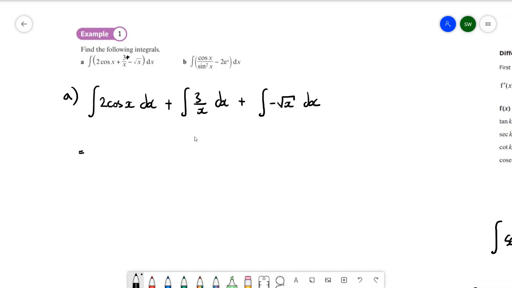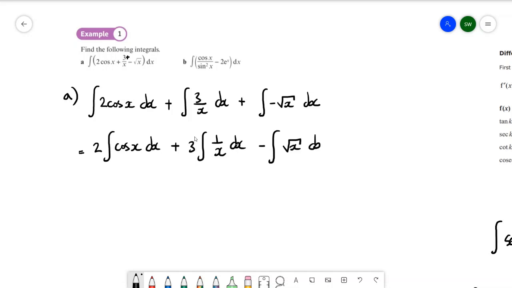And actually, another useful fact is that you can take a constant outside of the integral. So you can factor out a constant, kind of treating the integral symbol like a bracket. So I could write that as 2 integral of cos x. And I can factor out a 3 outside of this integral, and I have 1 over x inside the integral. And I can factor out a minus 1, and I could write that as minus root x dx.